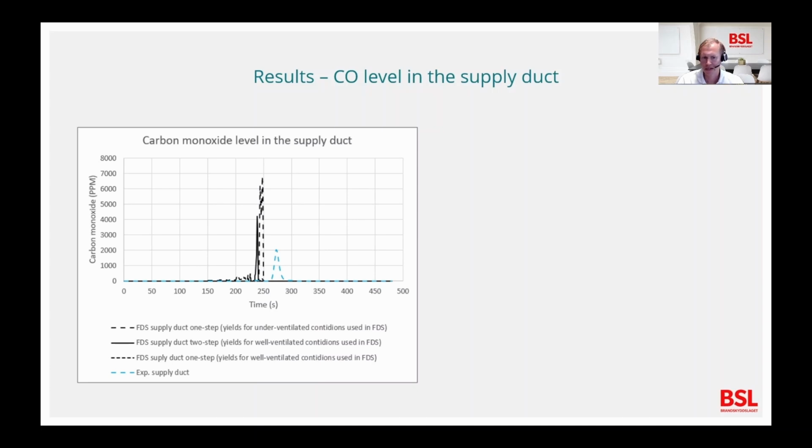In other simulations I've done, this was also observed: the peak corresponds quite well, but the total amount spread is slightly underestimated. The last line here represents a simulation using the one-step option, but instead using yields for underventilated conditions. And this setting leads to a big overestimation of the amount of CO spread. So this is a tricky part, for sure.